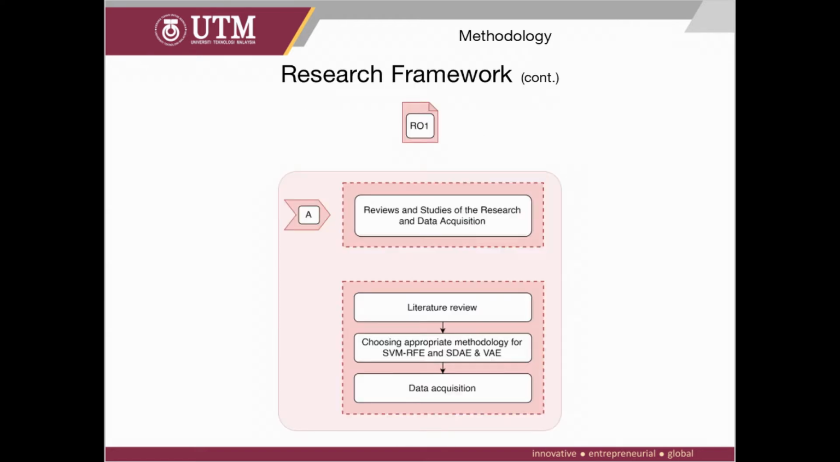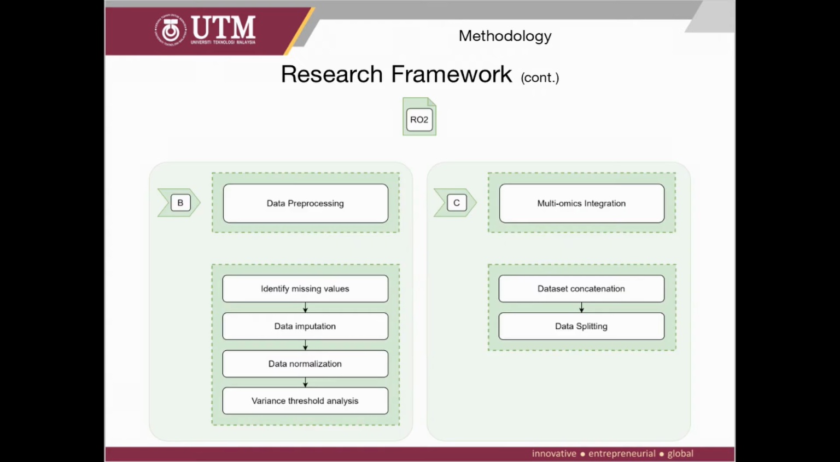The details of Part A are as follows. Firstly, the literature review is done. Then, from the review, the methodology of implementing the algorithms is chosen. After that, the data is acquired. Part B involves the data preprocessing. The flow of preprocessing starts with identifying missing values and data imputation to handle the missing values. After data imputation, the data is normalized to perform variance threshold analysis.